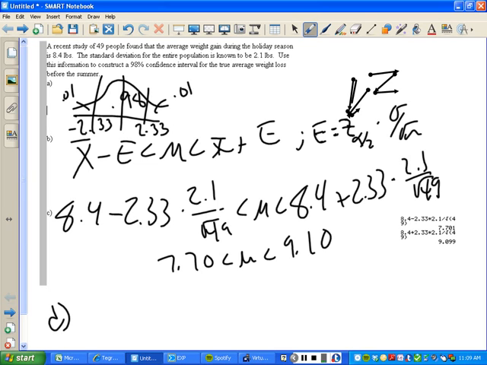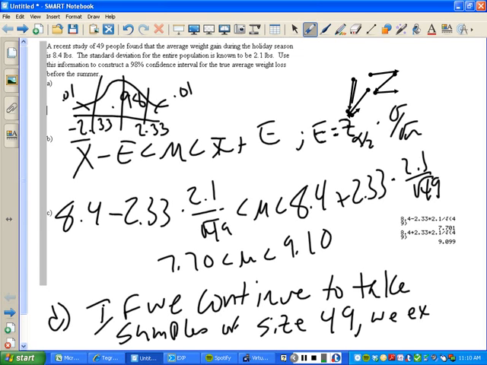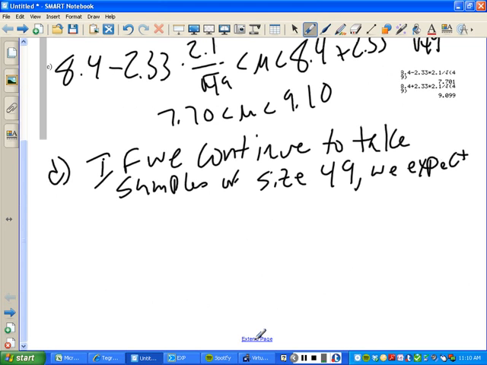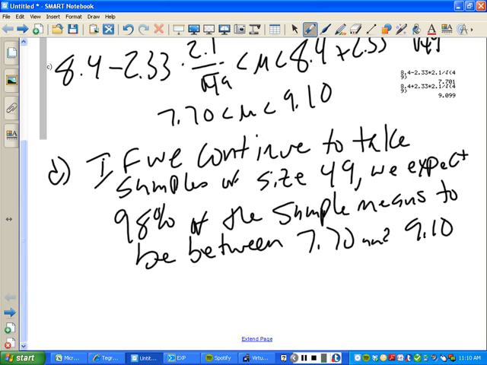Anthony, go ahead. If we continue taking samples of size 49, we expect 98% of the sample means to fall between 7.70 and 9.10.